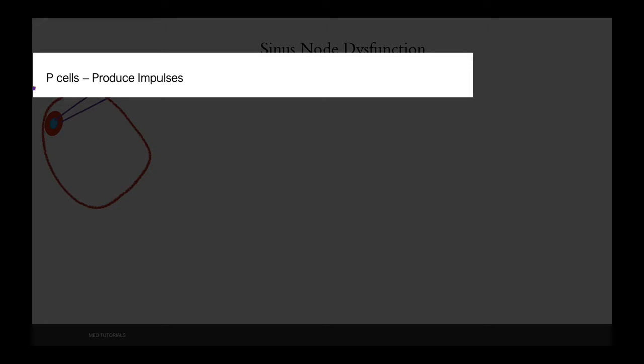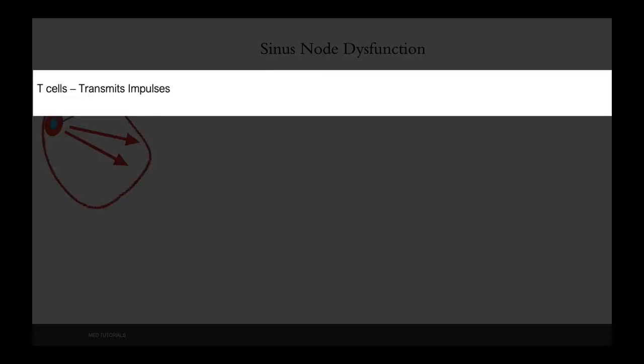So if you have a dysfunction of the P cells, you're going to have a problem with production of impulses. And this is what we call sinus pause and sinus arrest. These are the two conditions that arise out of P cell dysfunction. If you have problems with the T cell, you're going to have problems with transmission or conduction of these impulses, and that results in sinus exit block.